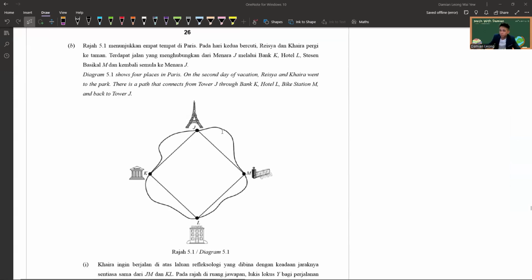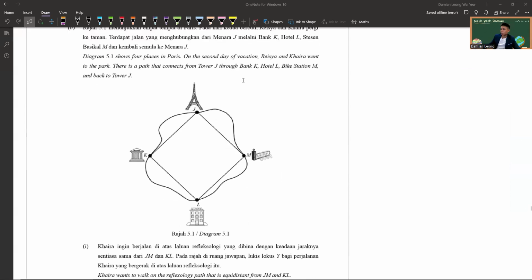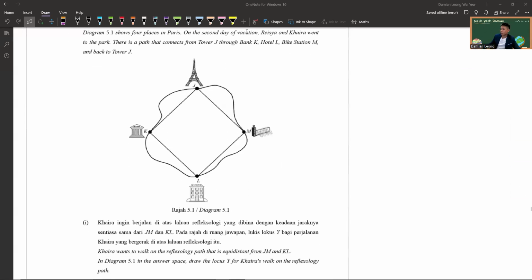Okay, then part B. Diagram 5.1 shows 4 places in Paris. On the second day of vacation, Risha and Kyra went to the park. There is a path that connects from Tower J through Bank K.